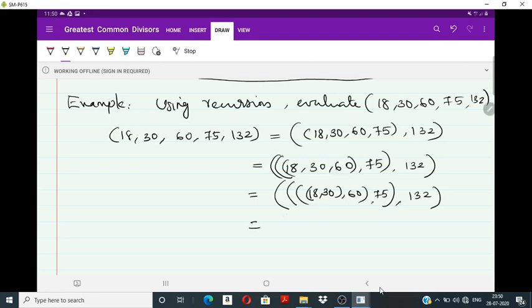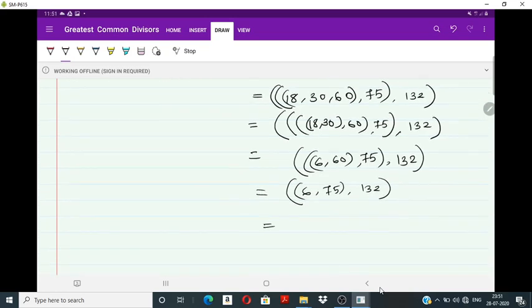Now 18, comma 30. GCD of 18, comma 30 is 6: 6 into 5 is 30, 6 into 3 is 18. So 6 is the highest common factor, or GCD, greatest common divisor. So 6, comma 60, comma 75, comma 132. So this is equal to GCD of 6, comma 60, that GCD is 6 itself, 6, comma 75, comma 132.